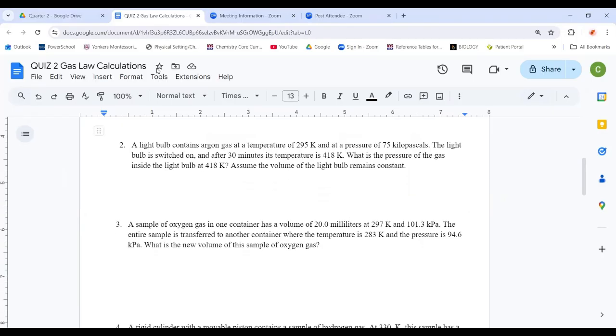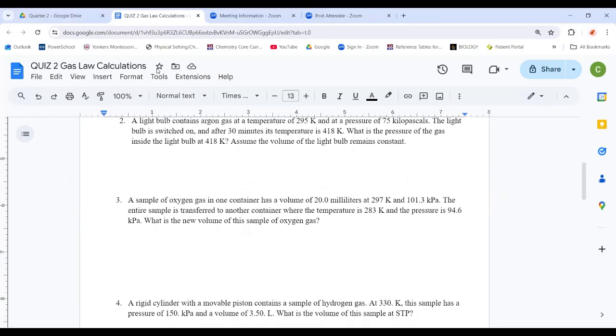Same idea. We're going to first get all our variables lined up. P1, V1, P2, V2, T1, T2. A light bulb, blah, blah, blah, 295 Kelvin is my temperature. Our pressure is 75 kilopascals. After 30 minutes, the temperature goes to 418 Kelvin, and the pressure of the gas inside the light bulb. What's the pressure of the gas?